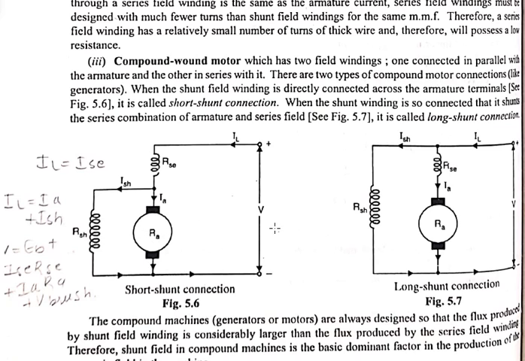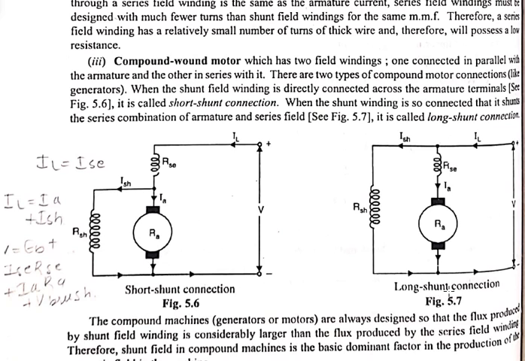So that is one equation. Second one is V is equal to ISC into RSC, then the voltage drop, that is ISH into RSH. Therefore V is equal to ISC into RSC plus ISH into RSH. So that is how we can get the equation in case of a short shunt motor.